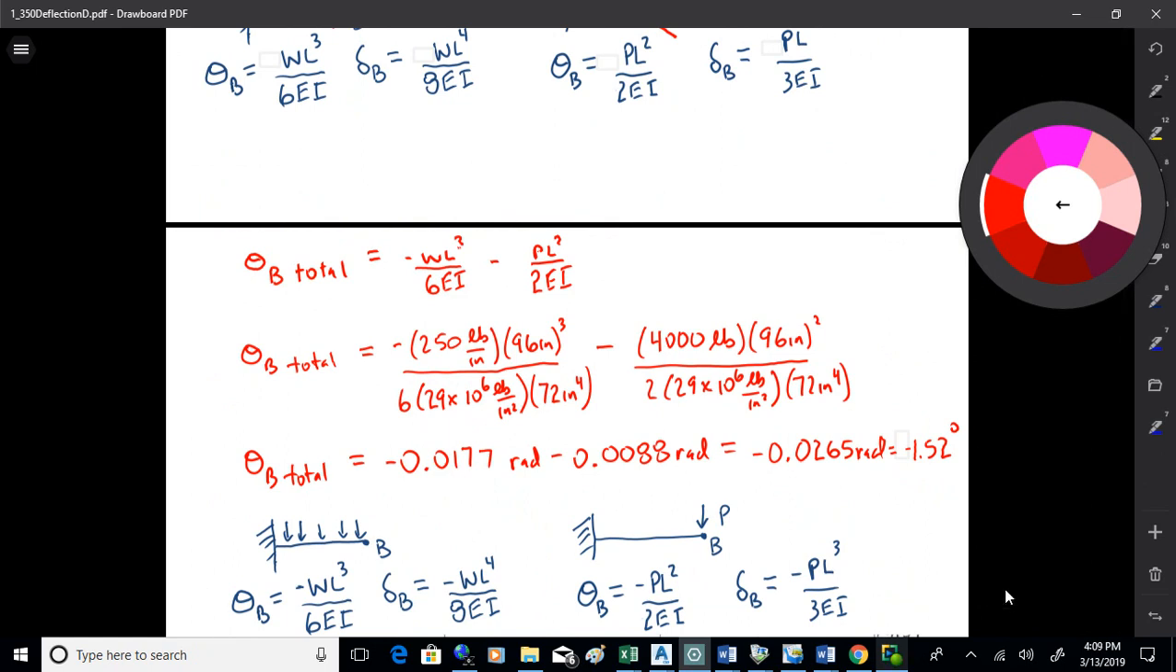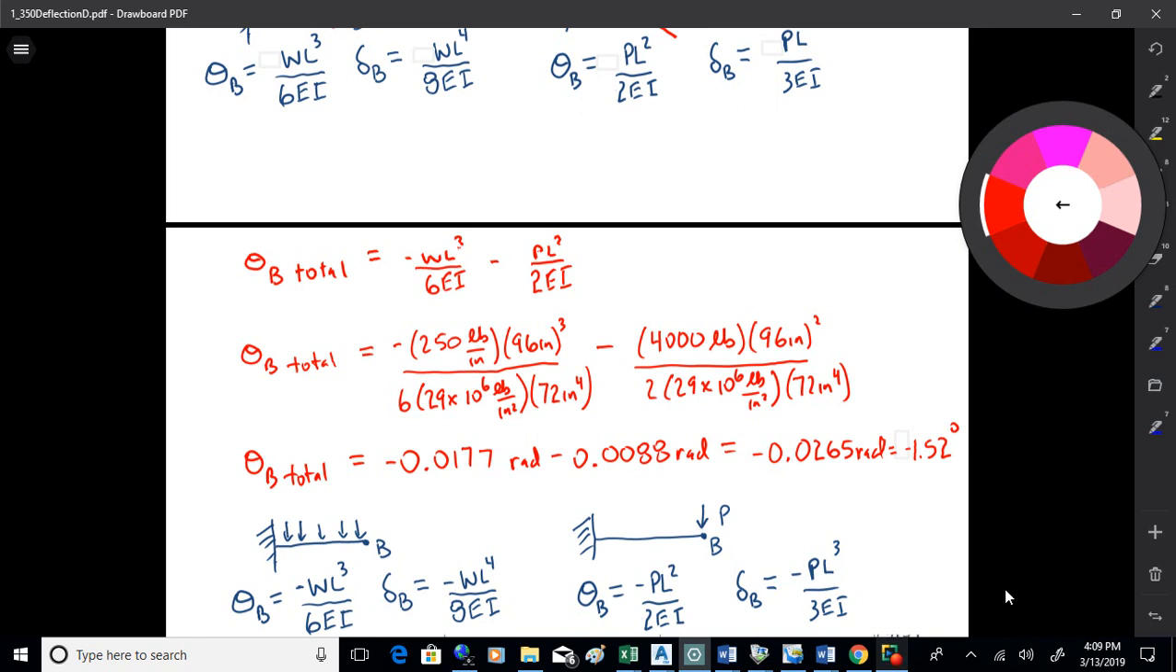So we got negative WL^3 over 6EI minus PL^2 over 2EI, and we add them together. So minus 250 pounds per inch times 96 inches cubed over 6 divided by E divided by I, and then subtract off 4,000 pounds for the point load times the square of the length, 96 inches squared, divided by 2EI. When you combine those two together, it's negative 0.0265 radians, which is negative 1.52 degrees.